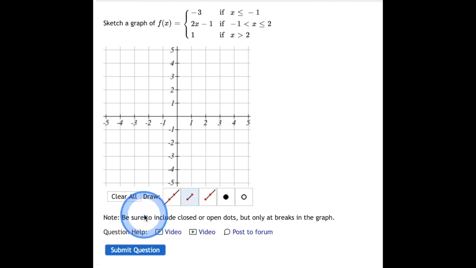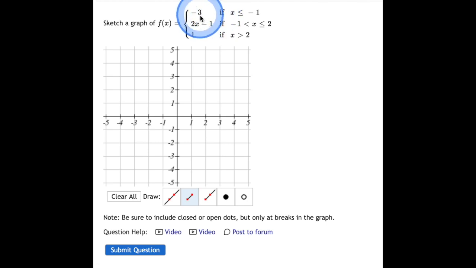The next thing I want to note is that we want to include closed or open dots only at the breaks. If we see that the first piece ends where the second piece begins, then we really don't need a dot because we assume it's just continuing. However, if it breaks and we see a jump up or down, then we'll use the dots to be clear. So let's graph the lines first, and then we'll worry about the dots later.